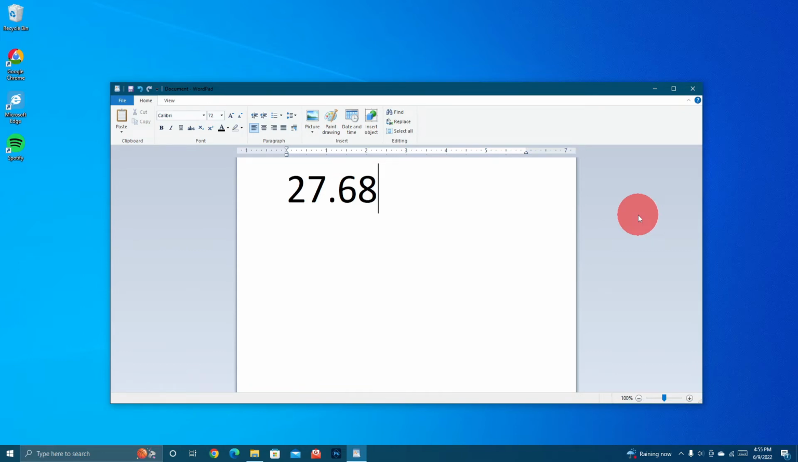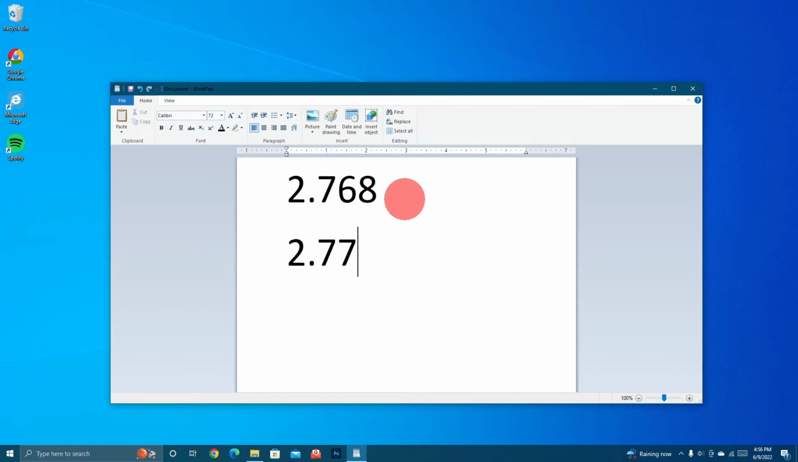So to do that, we need to calculate 10%. And the first thing you want to do is take this little dot here and move it left 1 space. As you can see, now it's 2.768. And if we do our usual rounding, 8 rounds up, that would be 2.77. 2.77 is 10% of 27.68.